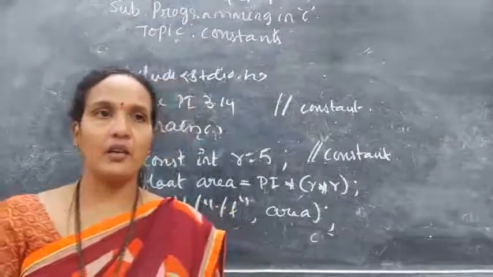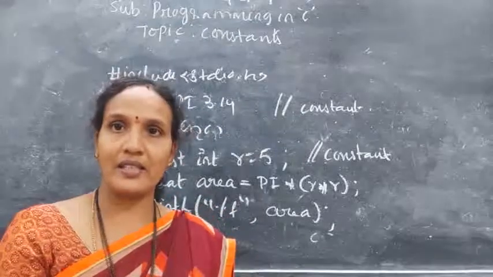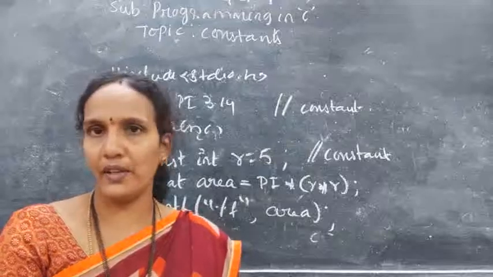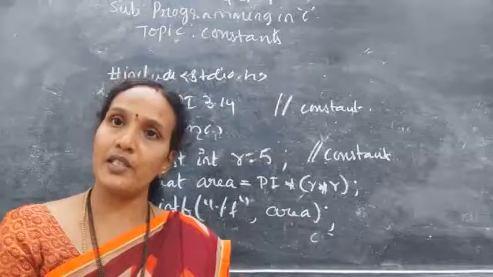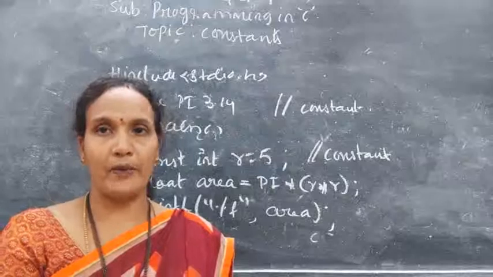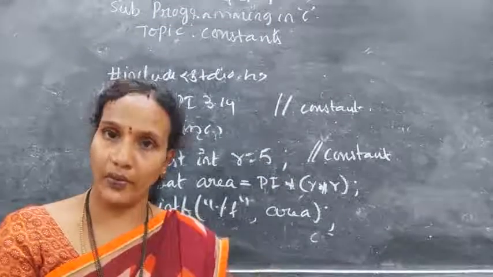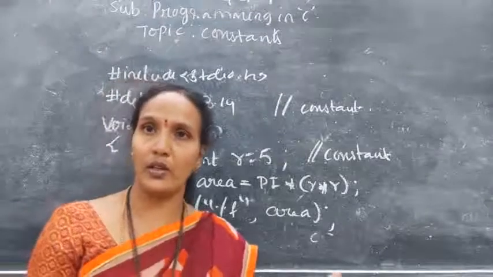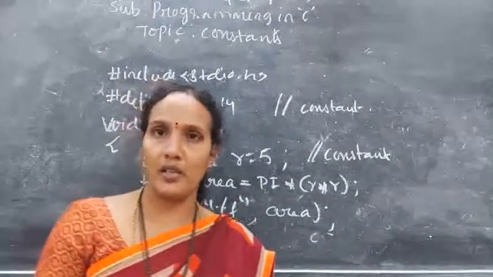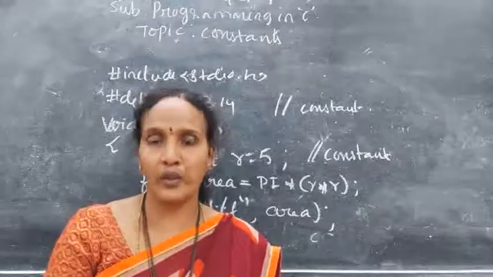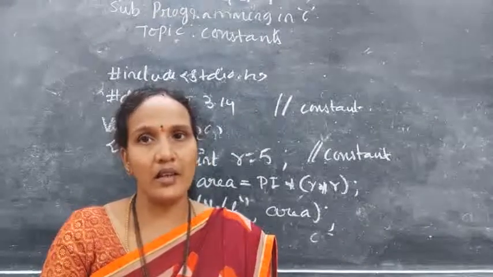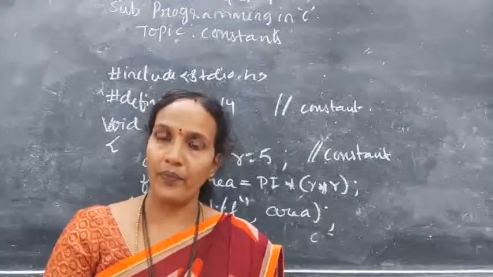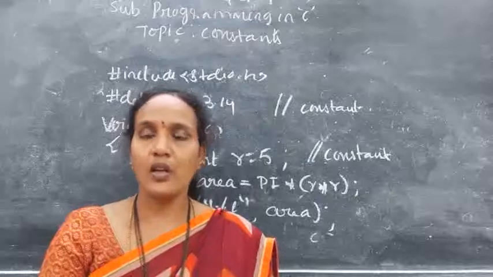Here, with this, constants is a very simple topic. What is a constant? A variable which is holding a fixed value. That value will never change during the program execution. Depending on the value stored in the variable, there are different types of constants. If the constant is holding an integer, it is called an integer constant. If it is holding a float value, that is a float constant. If it is holding a character, that is a character constant. If it is holding a string, that is a string constant.